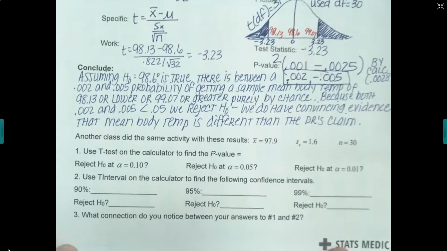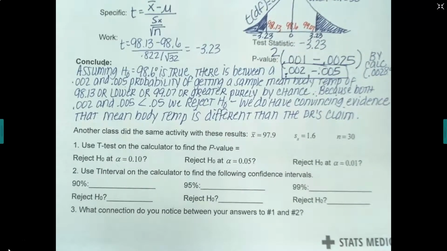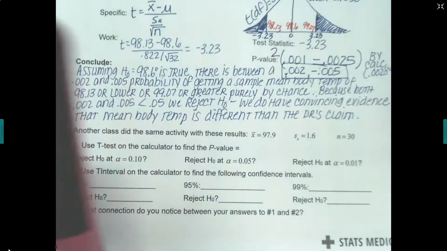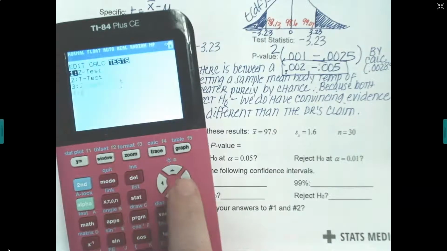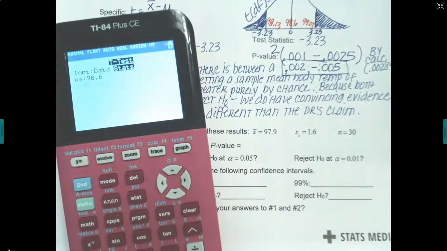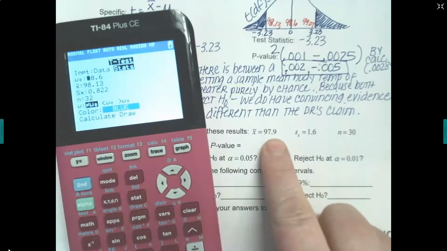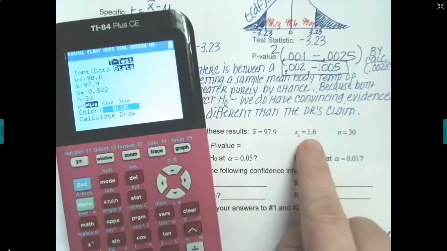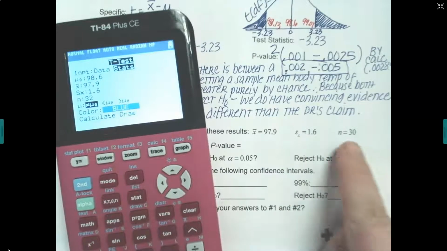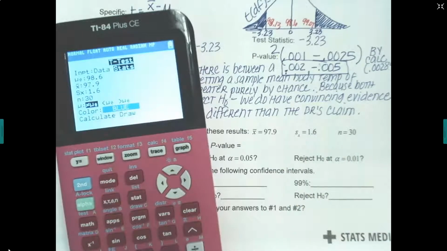Now, I want you to make sure you got your calculator. We're going to look at another class's results, and we're going to do a t-test on this class also. So we're going to go into your stat, over to your test, down to the t-test, because that's what we're performing. Our null hypothesis is still the doctor's claim of 98.6, but this class got a sample statistic of 97.9, so we want to change our x-bar to 97.9. They got a standard deviation of 1.6, and they had 30 people.